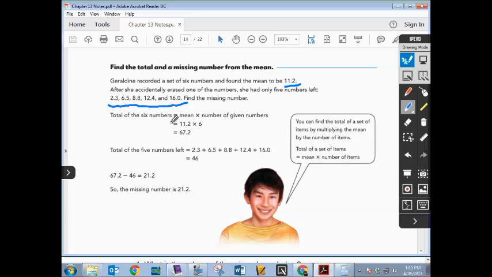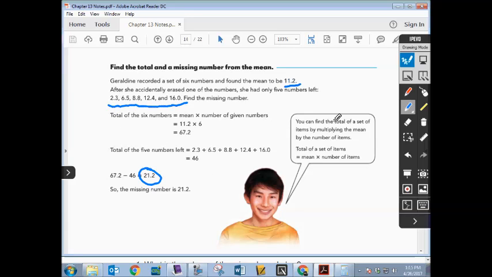So look how they did that. You take the total of the 6 numbers equals the mean times the given amount of numbers. Okay, so that makes sense. We're basically doing backwards what we do when we find mean. So we know it's 11.2 times 6, which is 67.2. Then we're going to add up the numbers that we do have, which is 46, and then we're going to subtract them. And that's how we end up getting 21.2.